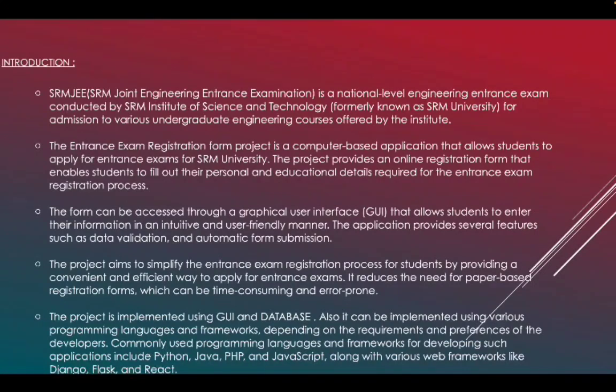Introduction. SRMJEEE, full form SRM Joint Entrance Examination, is a national level engineering entrance exam conducted by SRM Institute of Science and Technology for admission to various undergraduate engineering courses offered by the institute. The entrance examination registration form project is a computer-based application that allows students to apply for entrance exam for SRM University. The project provides an online registration form that enables students to fill out their personal and educational details required for the entrance examination registration process.